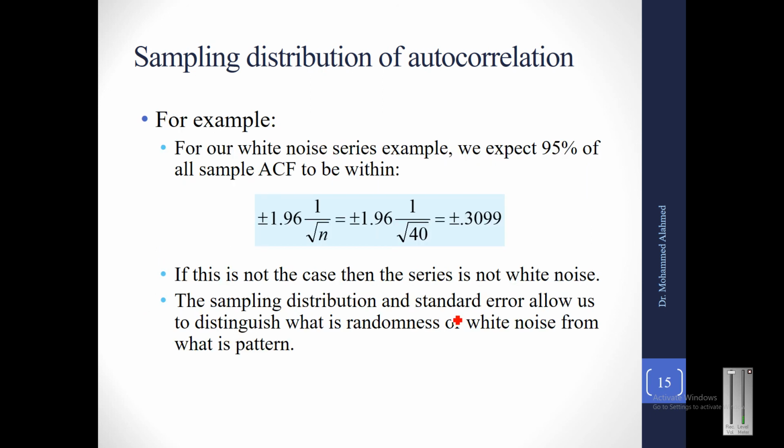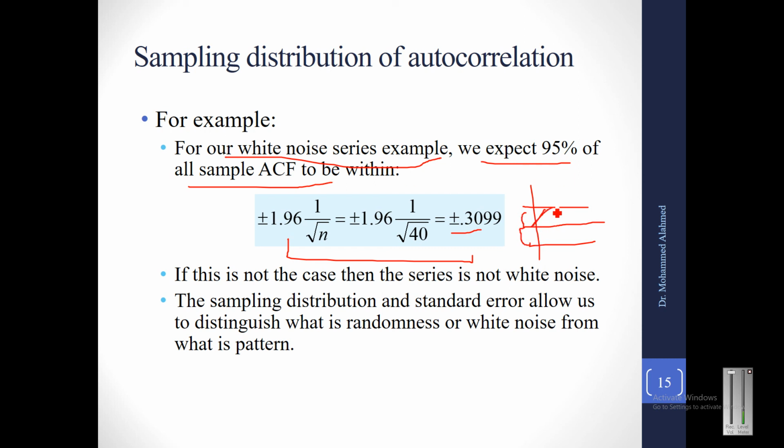So this information can be used to develop tests of hypothesis and confidence intervals. For example, in our white noise example, we expect 95% of the ACF to be within this. 1.96 by root n, plus minus, because above the x-axis and below the x-axis. So we have 0.3 plus minus. Let's say this is our normal x-axis. This becomes plus 0.3 and this becomes minus 0.3. We expect that 95% of all samples should be in this particular range. This is what this particular theory says.